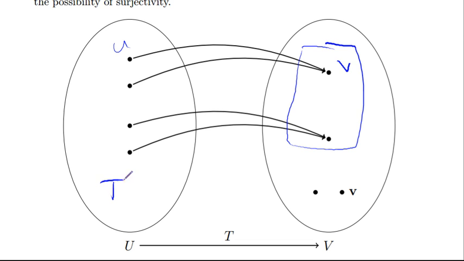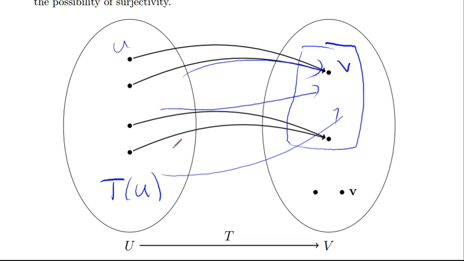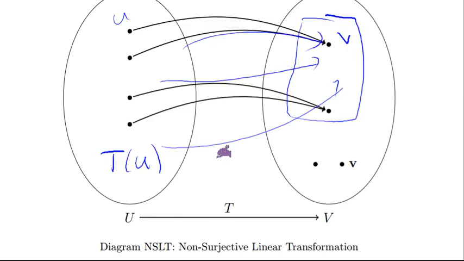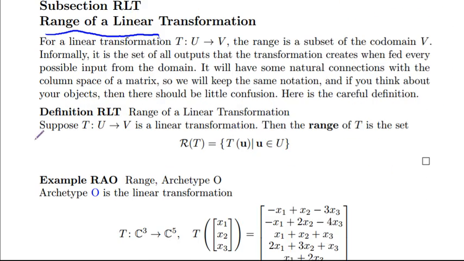So in fact, if I take the set T of u, it all maps into this set here. So in fact, the range of T is the set of all vectors of the form T of u. So here's the definition. The range of a linear transformation is the set of images of all vectors u in U. That corresponds to the picture I just showed. Take any vector in U, take its image under T, and that gives me all the vectors in the range.